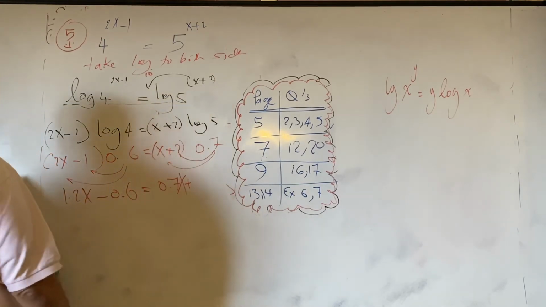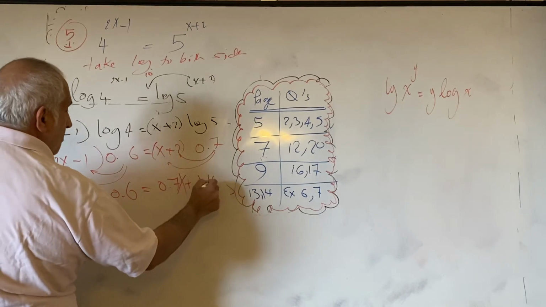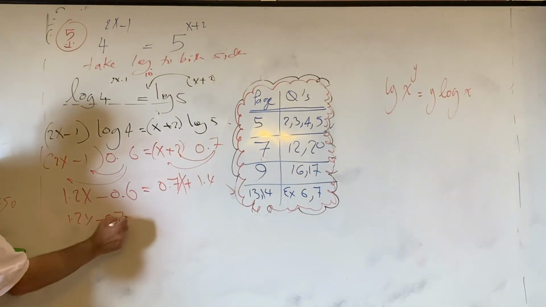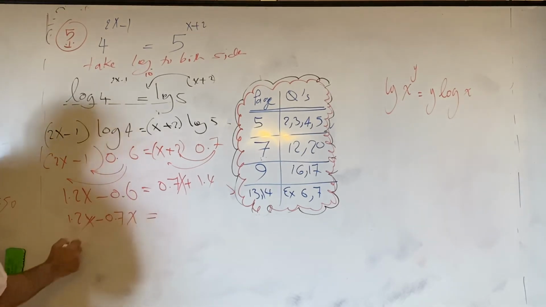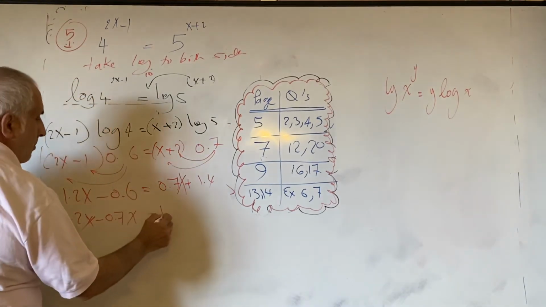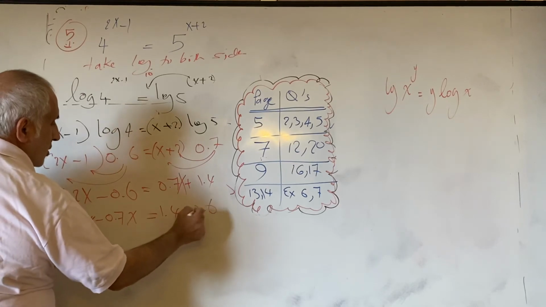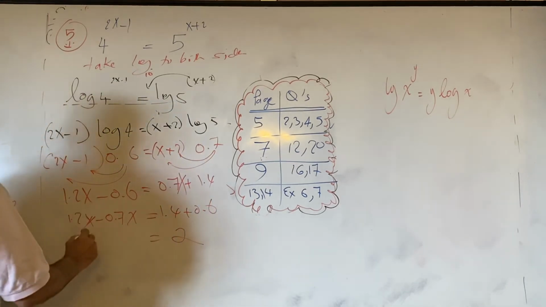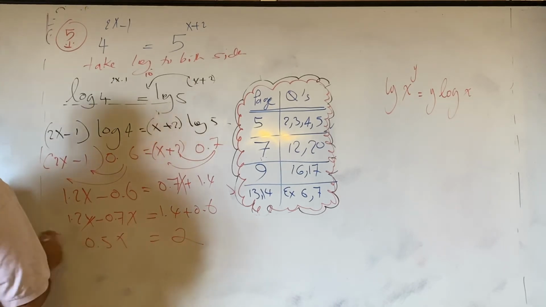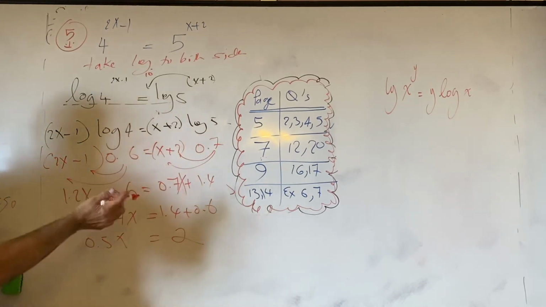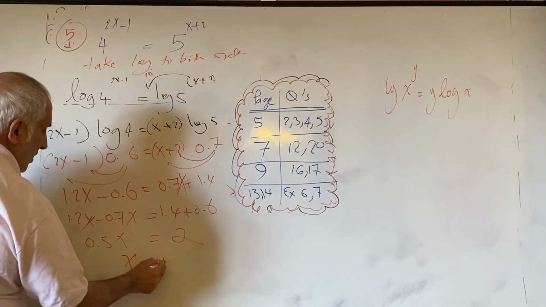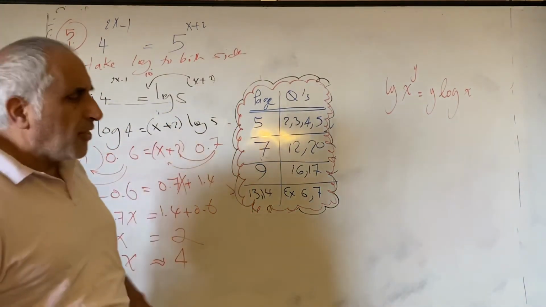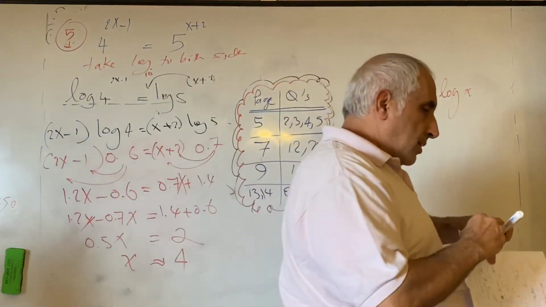Put the x's together, 1.2x minus 0.7x. Take the 0.6 over there, 1.4 plus 0.6, which is roughly 2. And in here, 1.2 minus 0.7, 0.5x. Divide both sides by 0.5, the answer comes out roughly 4. If you do it in any other way, it would be like 3.99 something.